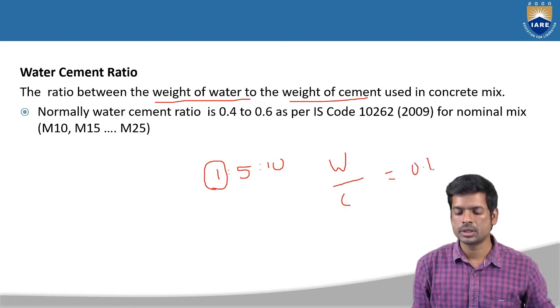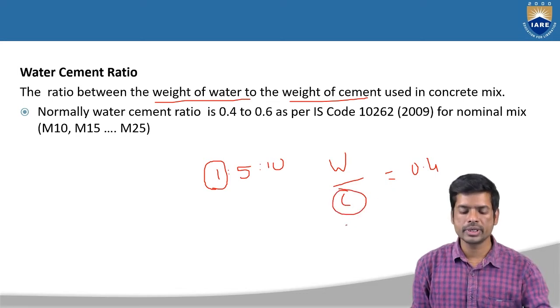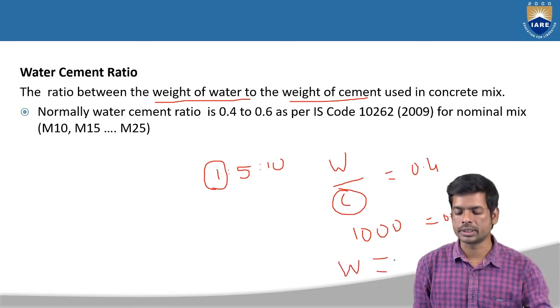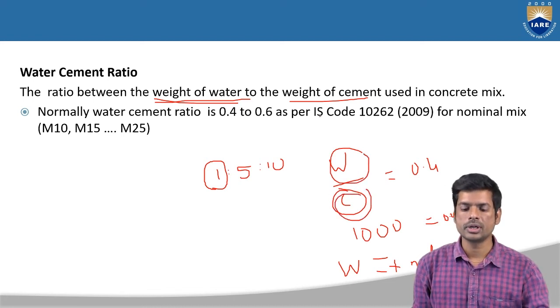0.4, then here we know the cement content, right? Here the cement content is 1 kg, that means 1000 grams, right? So if you do this calculation, you are going to get one value. That particular value, that X value, will be your water content. Ultimately, the water cement ratio is nothing but the weight of the water to the weight of the cement. That is what the water cement ratio is, which is used in the concrete mix.